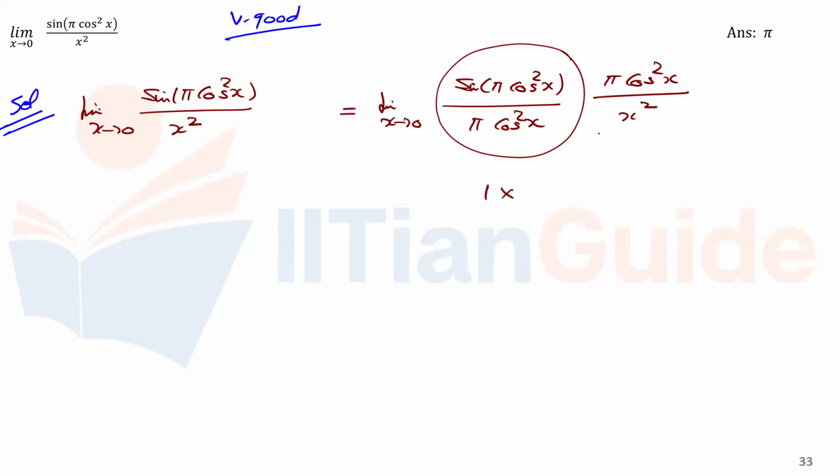After that, pi is there. X is tending to 0, cos 0 is 1. But in the denominator, if I put x to be 0, I am getting the answer to be infinite. Am I right or not? Yes. But the answer is pi. I have committed a mistake.